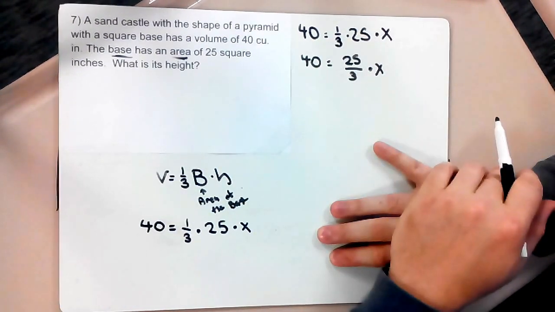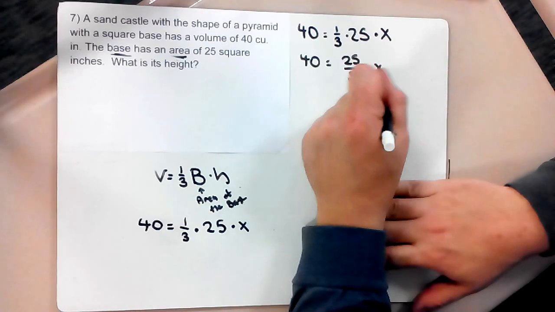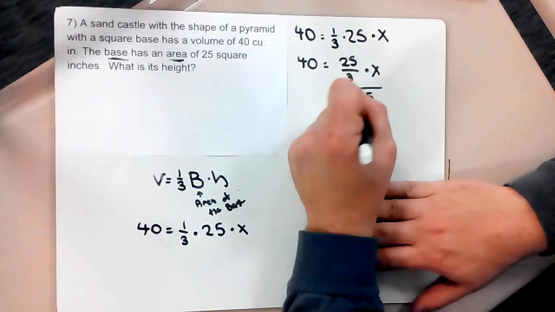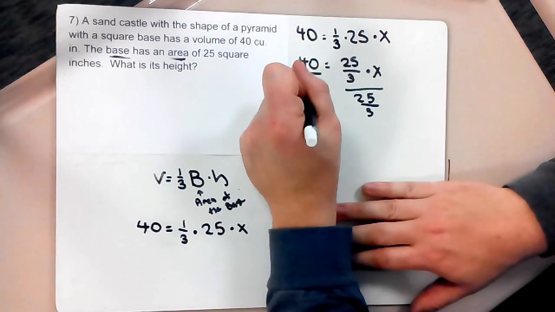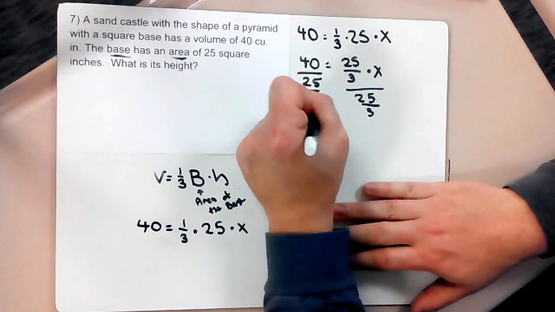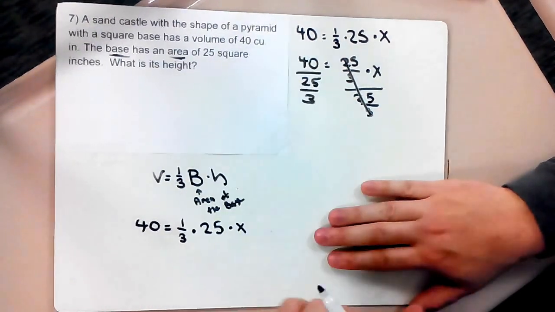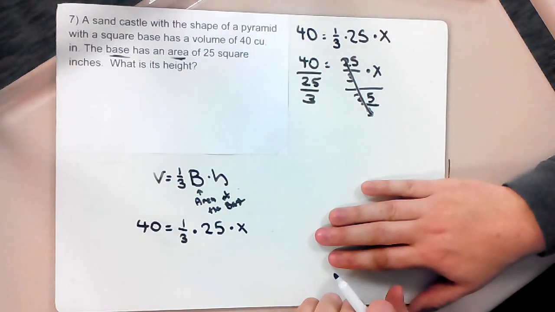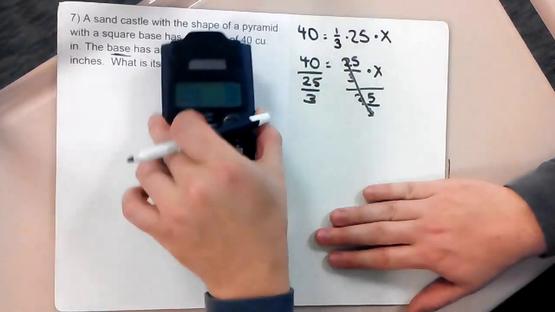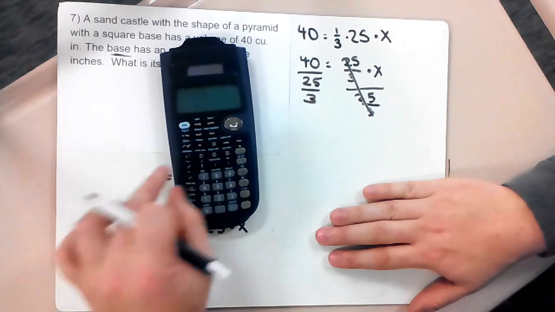And now what I'm going to do is divide both sides by 25 over 3. Just like I mentioned before, don't become intimidated by that fraction. I know it's a fraction over a fraction. It's scary to look at. Just plug it right into the calculator.